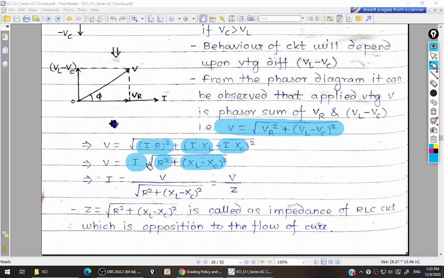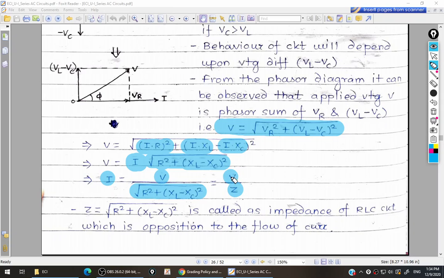Now if you take this quantity in the root to the other side, what do you get? Current. So current is equal to voltage divided by the square root of R square plus (XL minus XC) whole square. Now this is nothing but your impedance, because your circuit consists of resistance, inductance and capacitance. All these three parameters try to oppose the current, and the total opposition to the flow of current is nothing but your impedance.